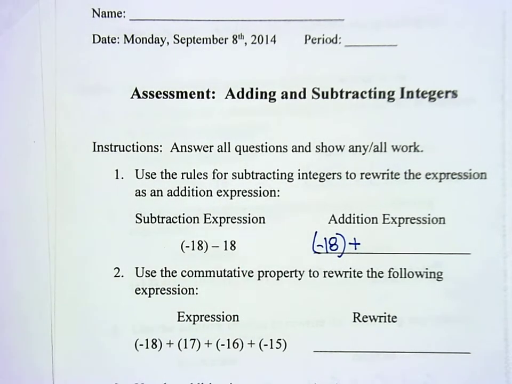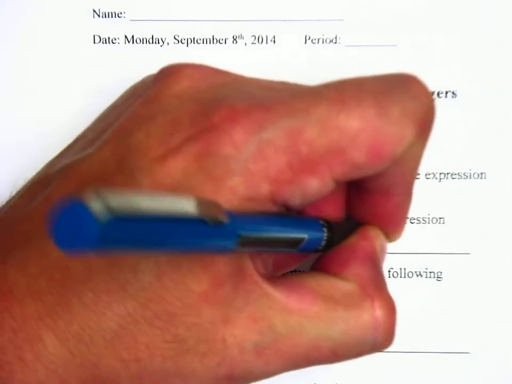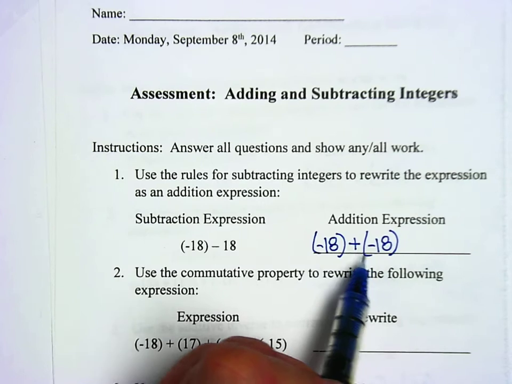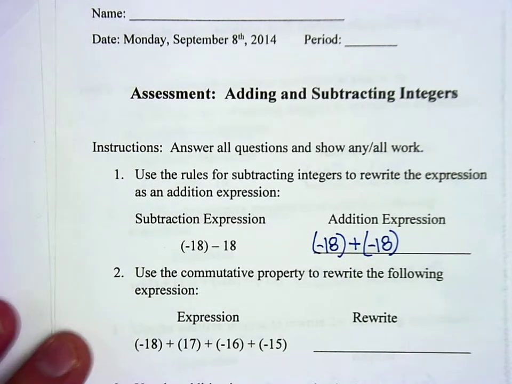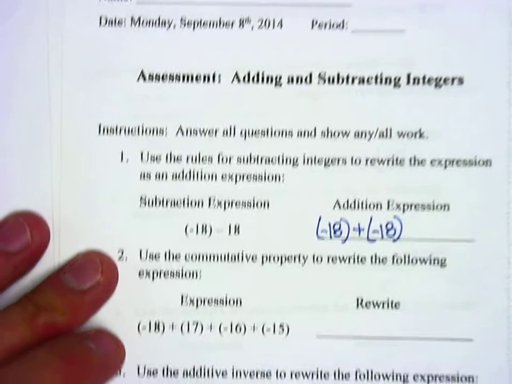Right here, this is a positive 18. So it becomes a negative 18, which I'll put in parentheses. I put it in parentheses because I want to separate the negative sign from the addition sign. I don't want you to think this is a subtraction sign. Now, it does not say anywhere to solve, so I just move on to the next problem.